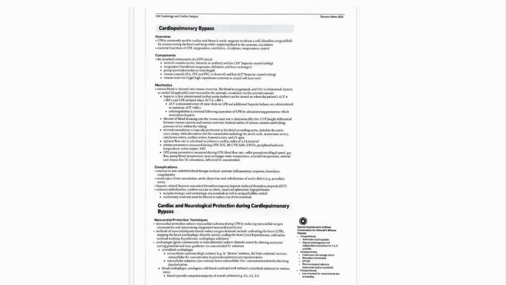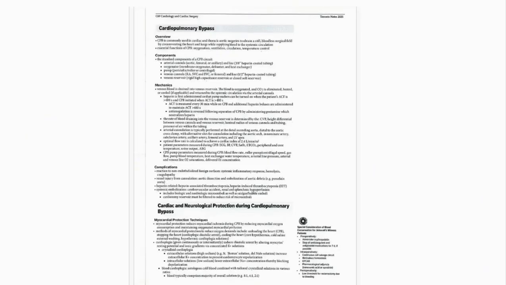The four principal functions of cardiopulmonary bypass are oxygenation of blood, ventilation through carbon dioxide removal, maintenance of systemic circulation, and regulation of body temperature. Together, these functions allow the heart to be safely stopped while preserving perfusion to vital organs.